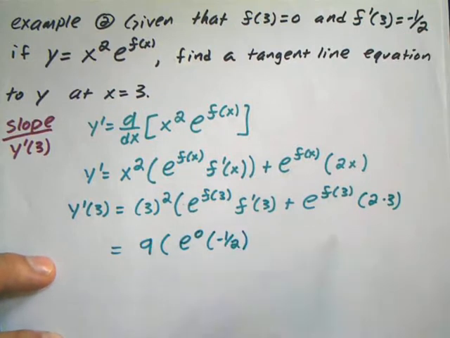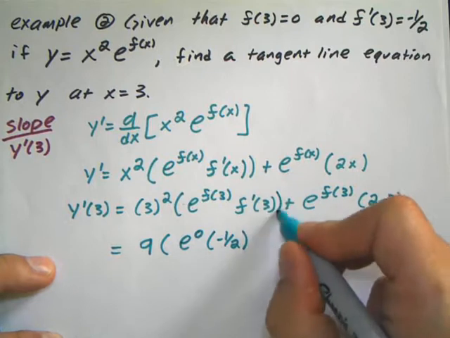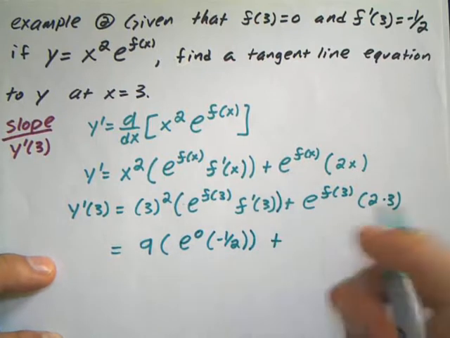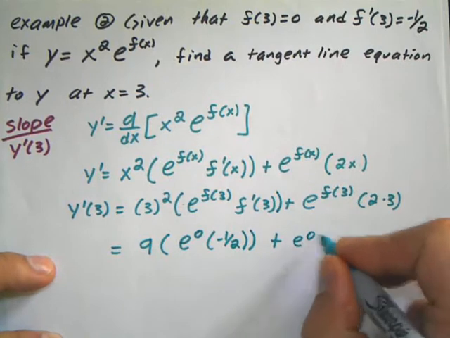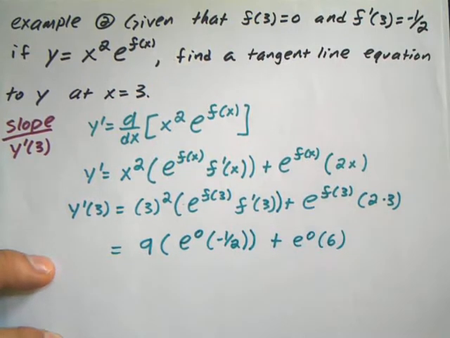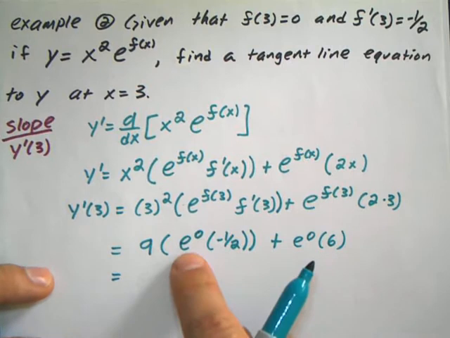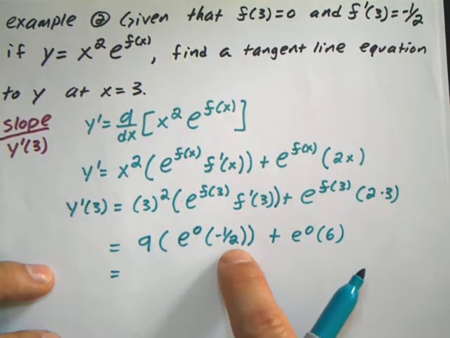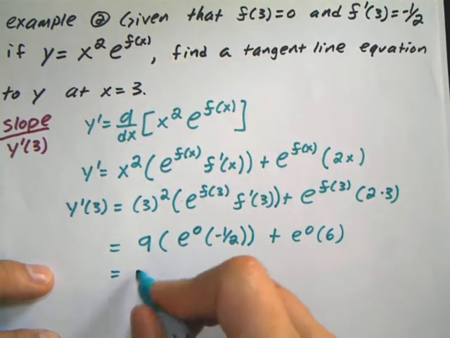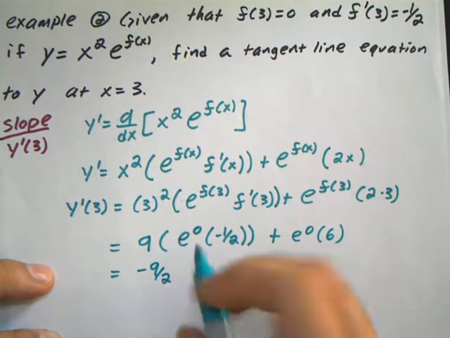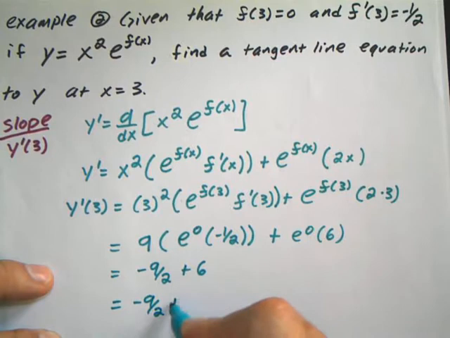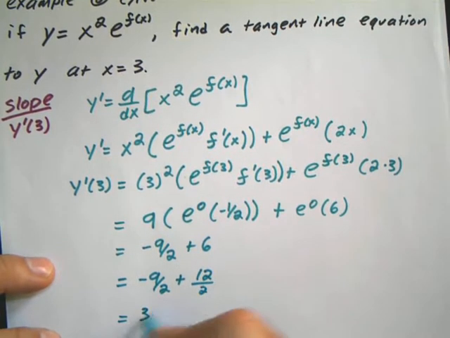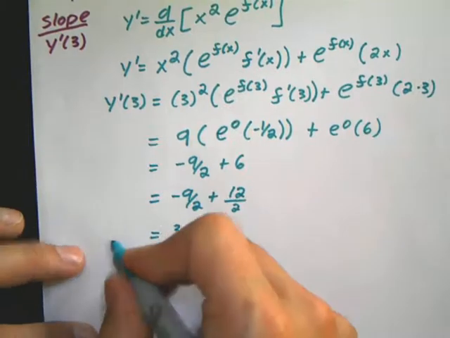And I just realized I never closed this set of parentheses. Let me close these. Plus e to the f of 3, again we're told f of 3 is equal to 0, so it's e to the 0. And then you're going to multiply that by 6. e to the 0 is going to be 1. 1 times negative 1/2 remains negative 1/2. Times 9 is going to be negative 9 over 2. And you're going to add that to 6. So negative 9 over 2, common denominators is going to be 12 over 2. So 3 over 2 is what my tangent slope is going to be.